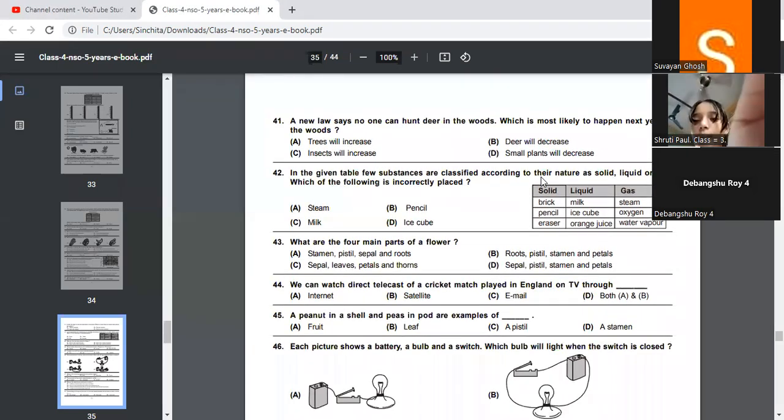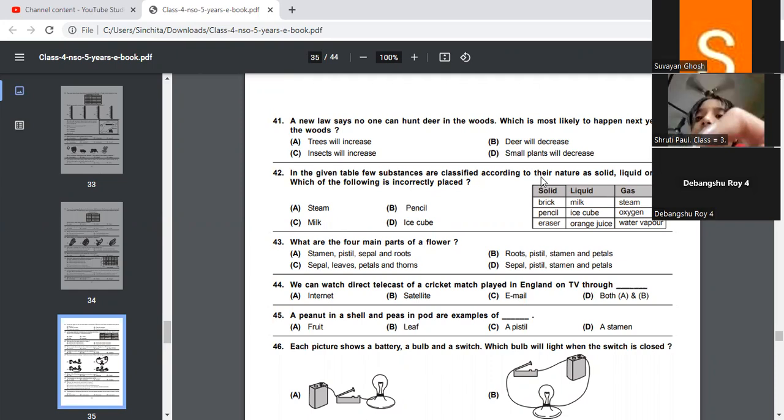Okay, now Debangshu, tell me, Shruti, tell me number 41. Sorry, I asked Shruti. Debangshu, tell me number 41. Shruti, you can send me the answer in chat. A new law is unveiled in the world. Ma'am, option B.